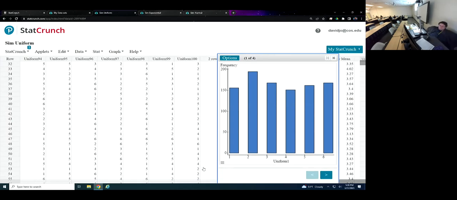The first group has a histogram like this. The second group has a histogram like this. Third group has a histogram like this. The fourth group has a histogram like this. So it's kind of flat. It's not perfectly flat. Not every column is the exact same height, but they're all relatively close. That's why this is called a uniform distribution.